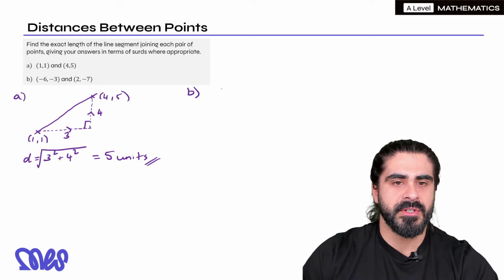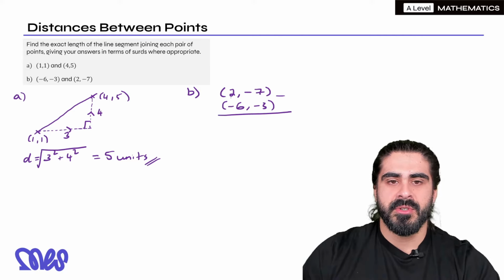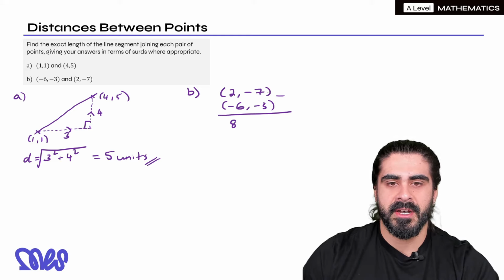So we line up the coordinates. The coordinate that I always put on top is the one that has the most positive numbers. Just makes life a little bit easier. So we're doing 2 take away minus 6. That becomes 2 plus 6, 8. Minus 7 minus 3 becomes minus 7 plus 3, which is minus 4.